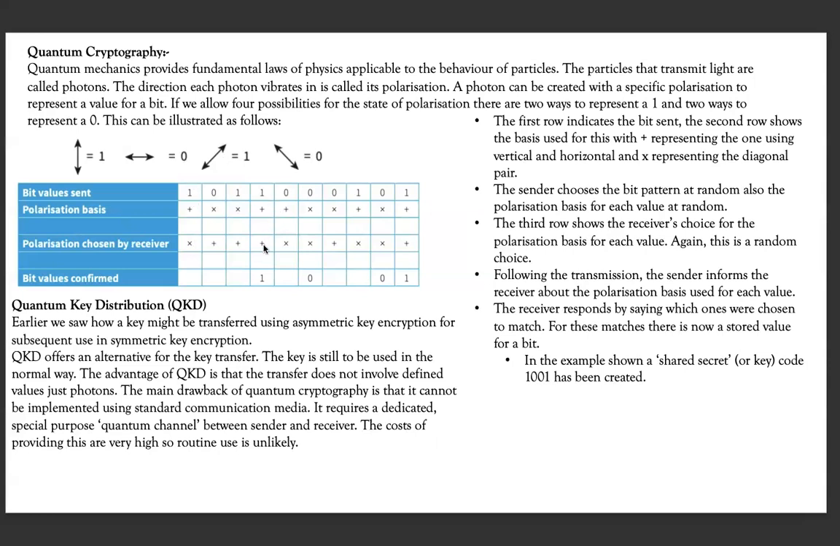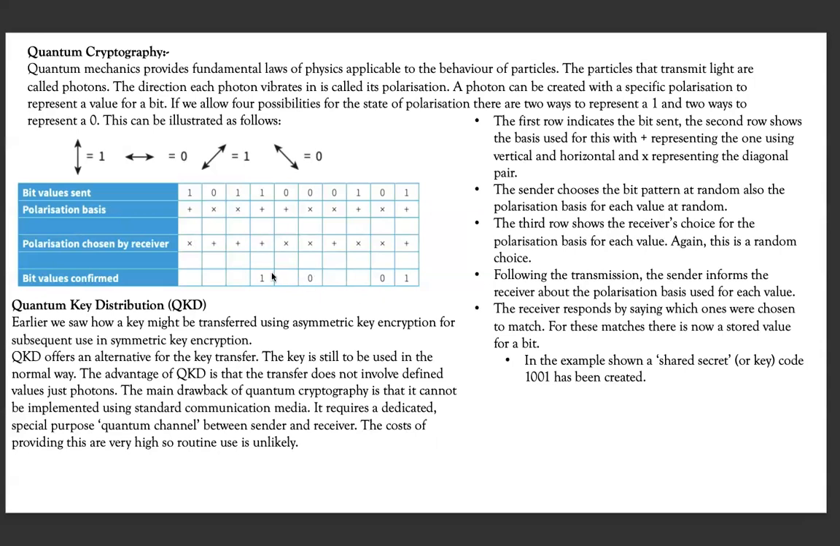Okay, so now my receiver has confirmed four bits that use the same filter as the sender. So this will become my key. This is my shared secret, my confirmed key, which will be used in further transmissions between the sender and receiver.